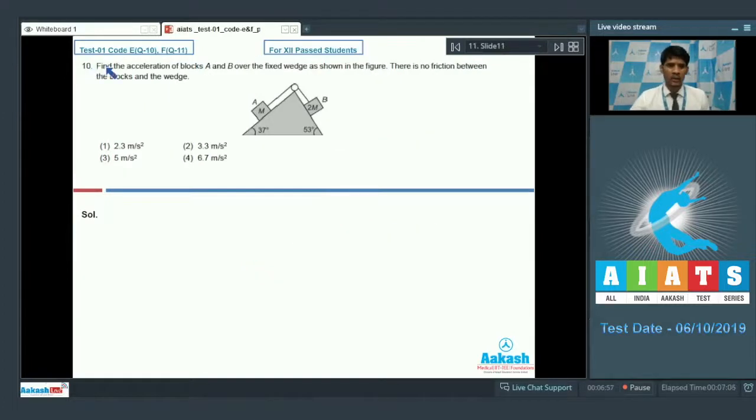Question number 10. Find the acceleration of blocks A and B over the fixed wedge as shown in the figure. There is no friction between the blocks and the wedge. We need to find out how much the acceleration of these blocks would be. Well, along this direction 2 mg sin 53, we know it will be 4 by 5. Along this direction it is mg sin 37, it will be 3 by 5.